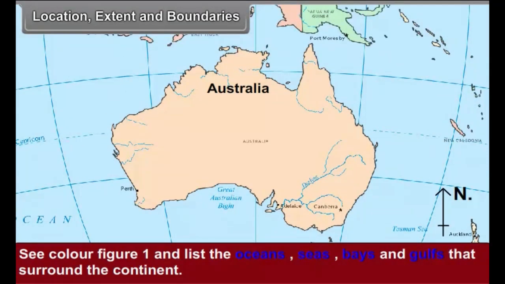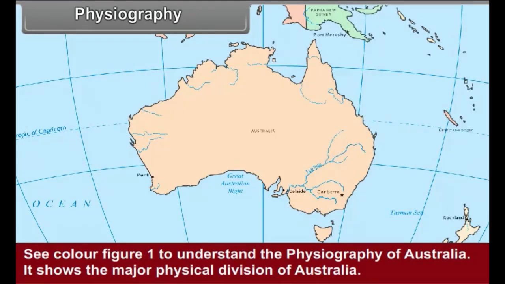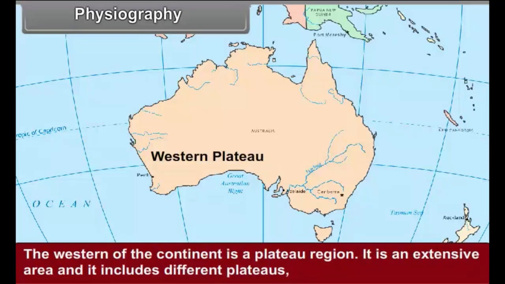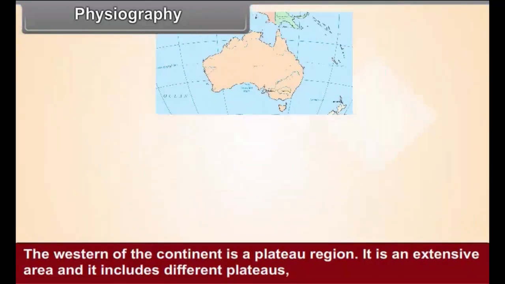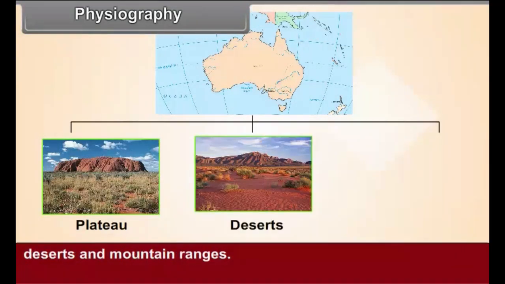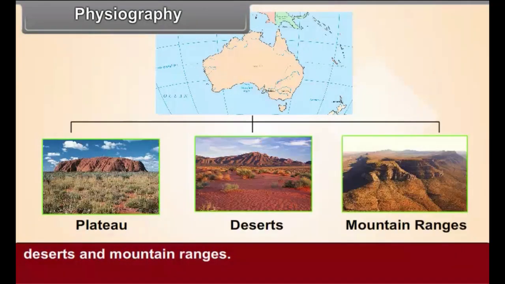See Figure 1 and list the oceans, seas, bays and gulfs that surround the continent. Physiography. See Color Figure 1 to understand the physiography of Australia. It shows the major physical divisions of Australia. The western part of the continent is a plateau region. It is an extensive area and it includes different plateaus, deserts and mountain ranges.